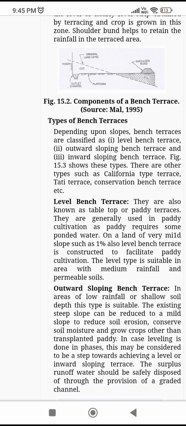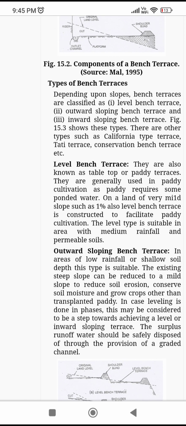So what are the different types of bench terrace? Remember, I am again repeating, this is an important point from the ICAR exam point of view. There are three different types of bench terraces: level bench terrace, outward sloping bench terrace, and inward sloping bench terrace. Level bench terraces are also known as tabletop or paddy terraces. Remember the other name of level bench terrace.